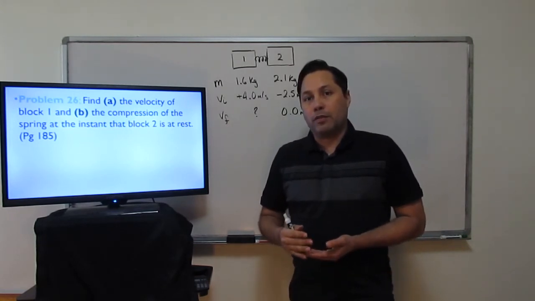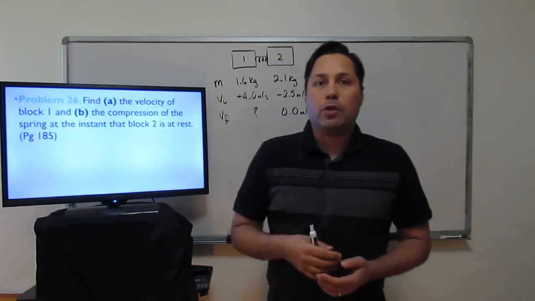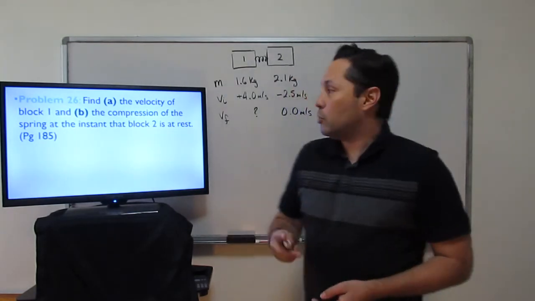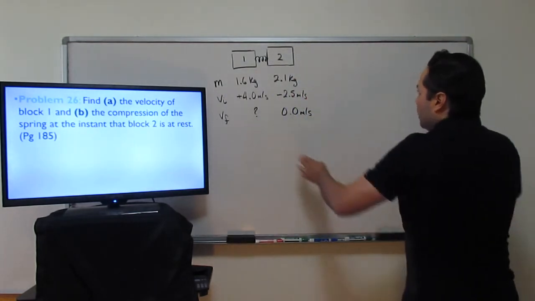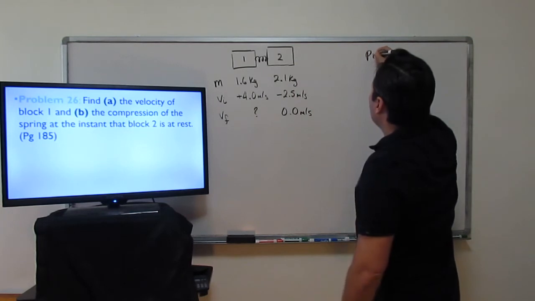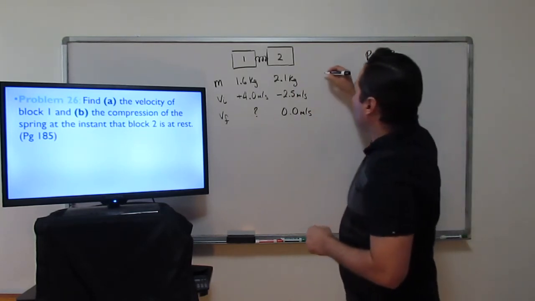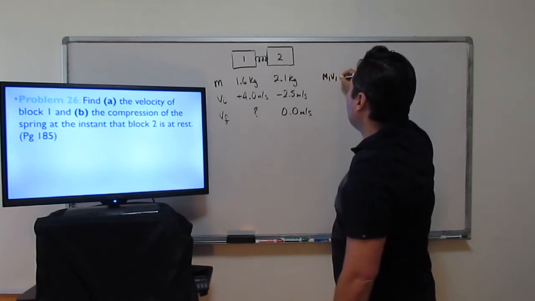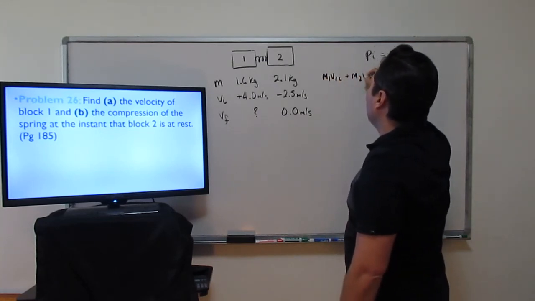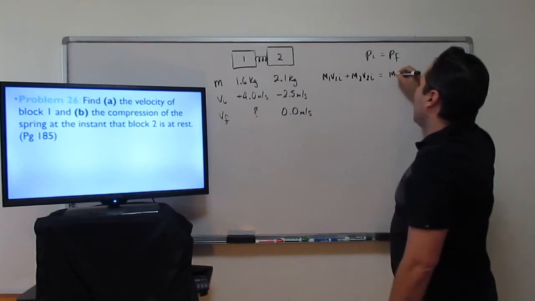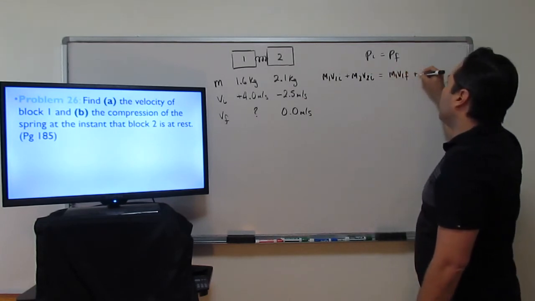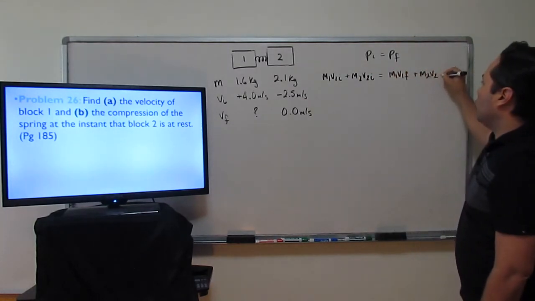For part 1, the velocity of object 1, we're going to use the law of conservation of momentum. So that's what we're going to use to get that. So it's going to be momentum initial is equal to momentum final. We know that there's two objects, so we're going to put m1 v1 initial plus m2 v2 initial is equal to m1 v1 final plus m2 v2 final.